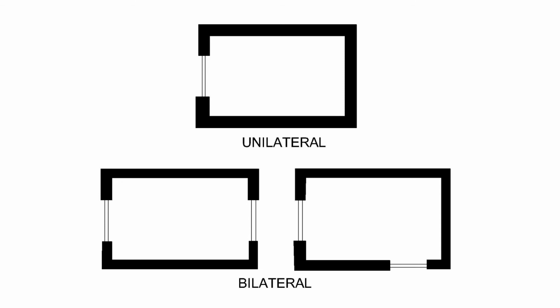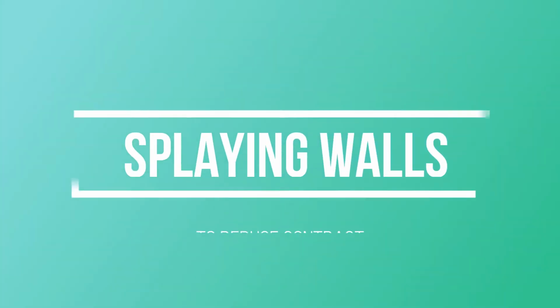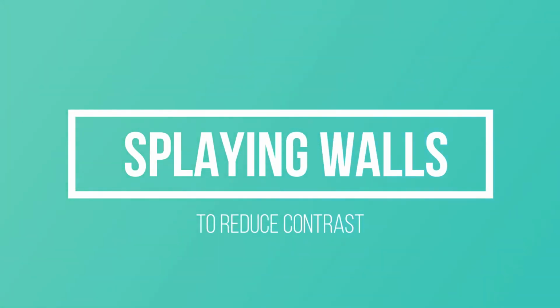I-avoid natin yung pag-place ng windows sa isang wall lang. Yung pag-place natin ng 2 windows on opposite or adjacent walls is the strategy for better light distribution and minimizing glare. The number 1 technique, splaying walls to reduce the contrast. Splaying walls, ano yun? Bagong word, diba?